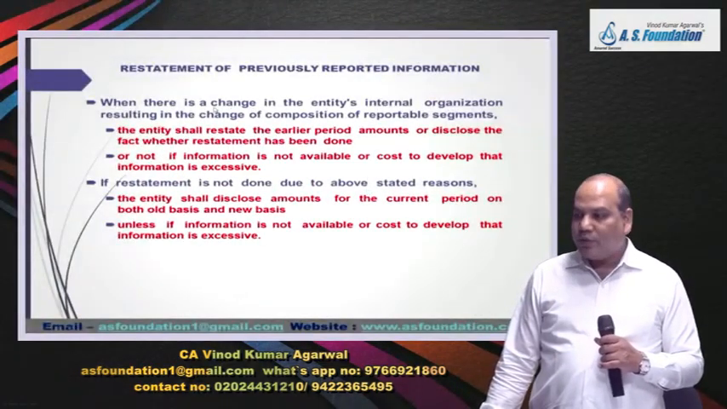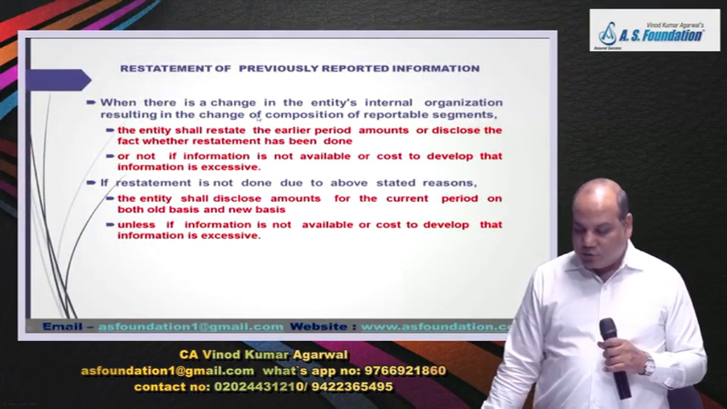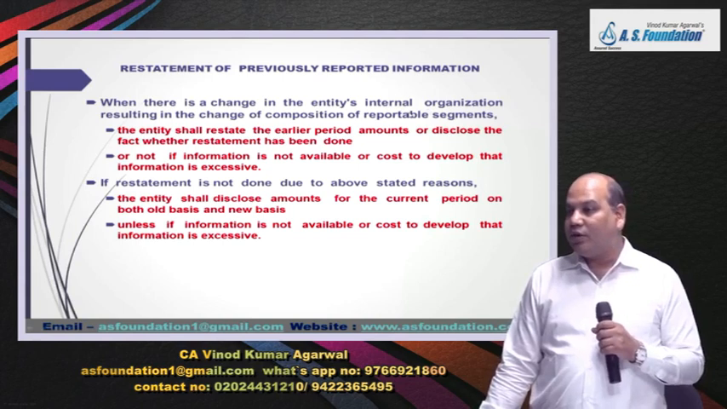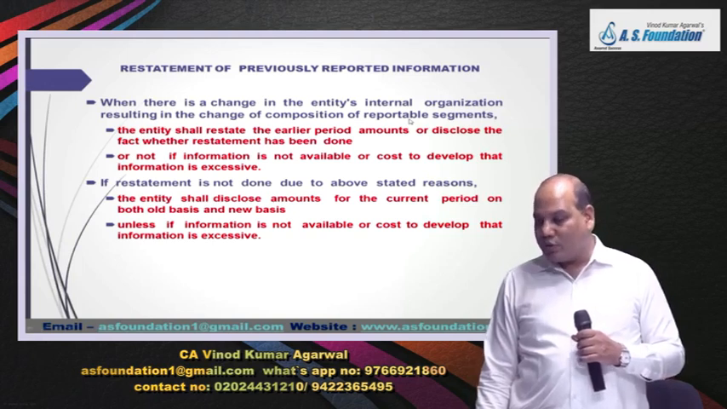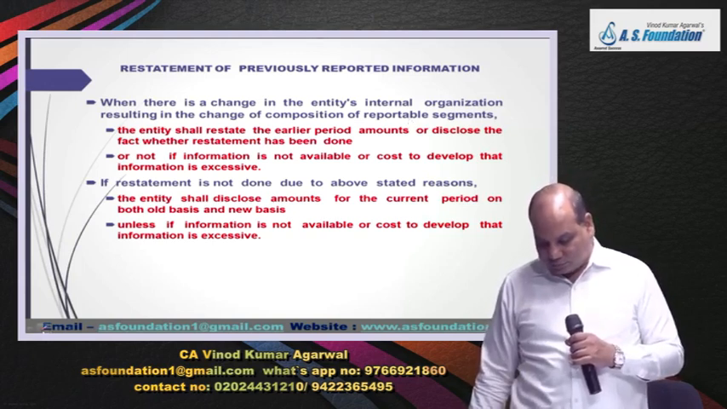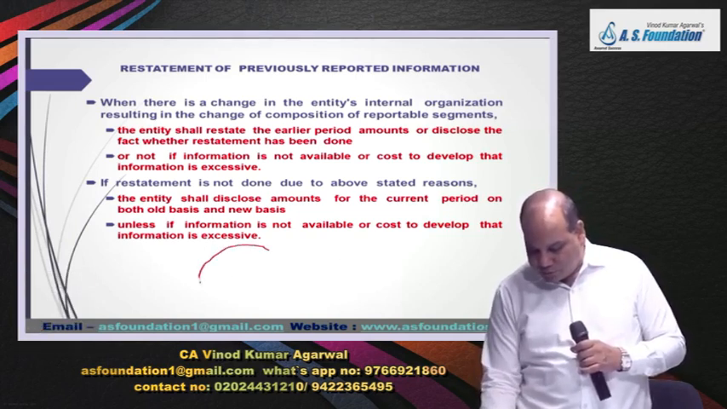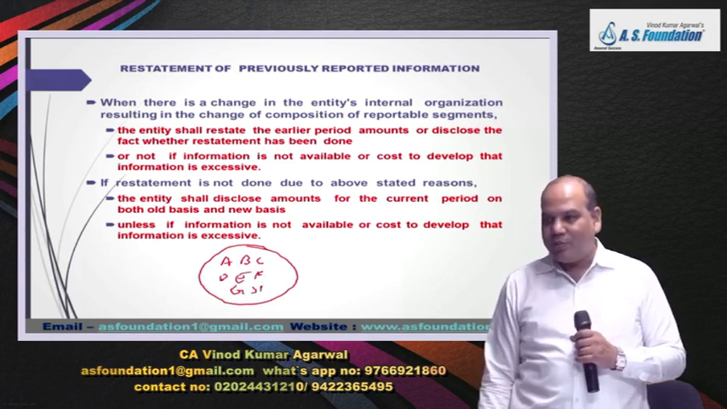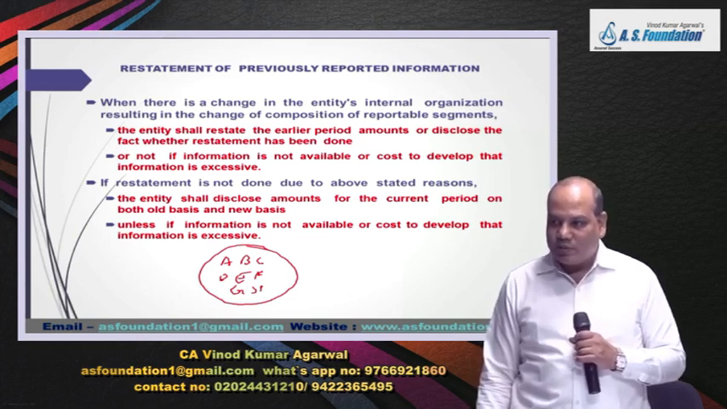Now come to para 3.4, some more discussion. When there is a change in the entity's internal organization resulting in a change in the composition of reportable segment, what do you mean by that? Suppose this is my segment. It contains A, B, C, D, E, F, G, H, 8 products. So these 8 products will be called the composition of the reportable segment.